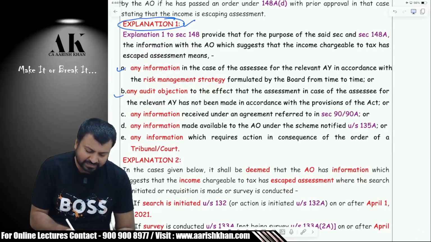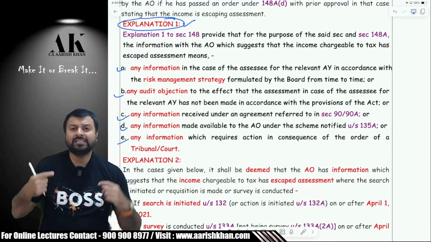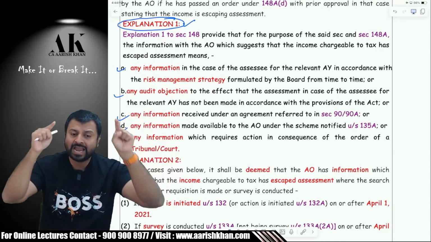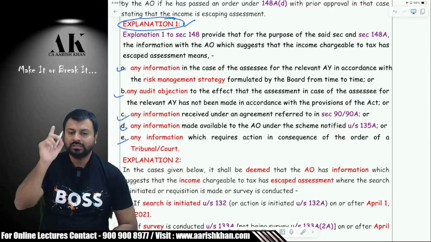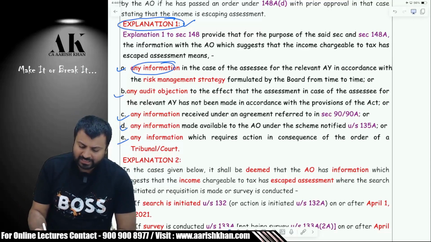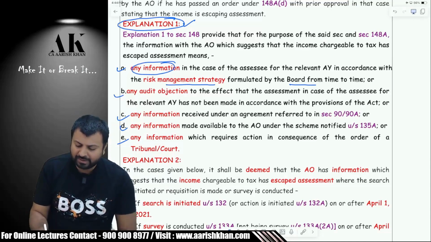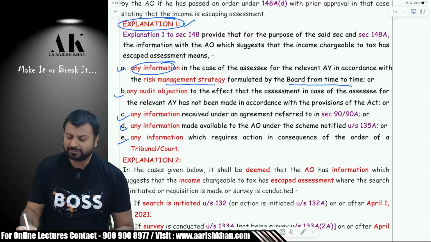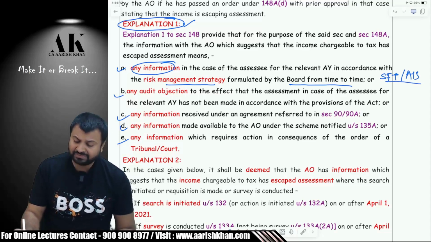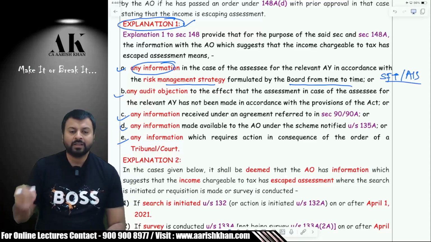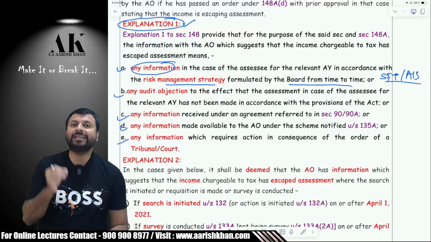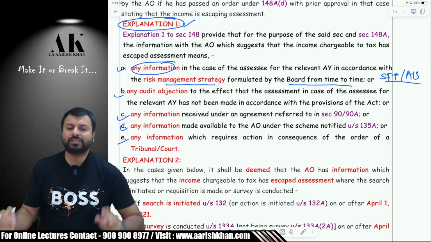If any of the 5 things are happening, then it can be said that the AO has information which suggests that you have done some wrong thing and a 148 notice can be sent to you. The very first thing: the AO has information in the case of an assessee in relation to the risk management strategy framed by the Board from time to time. What is the risk management strategy? That is, the AO has information from the SFT and AIS, which is framed by the department to get some information. From there the AO is getting information that you have escaped some income, and that can give the AO the power to issue notice under 148.